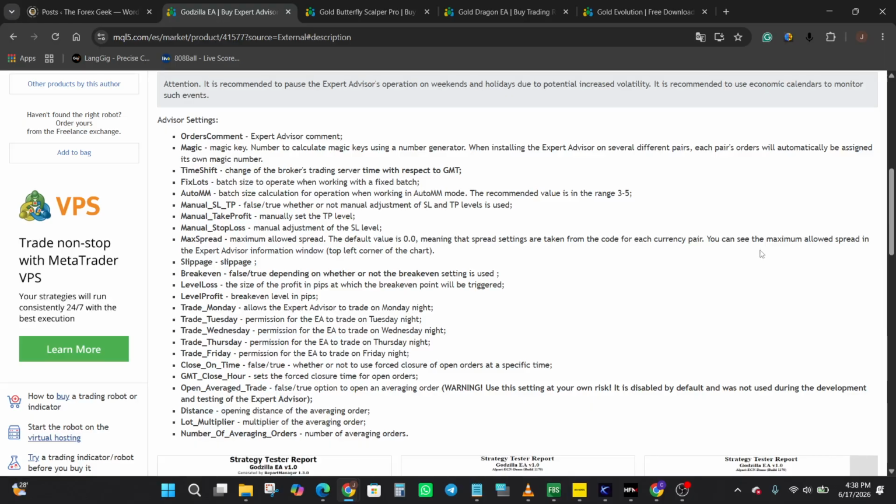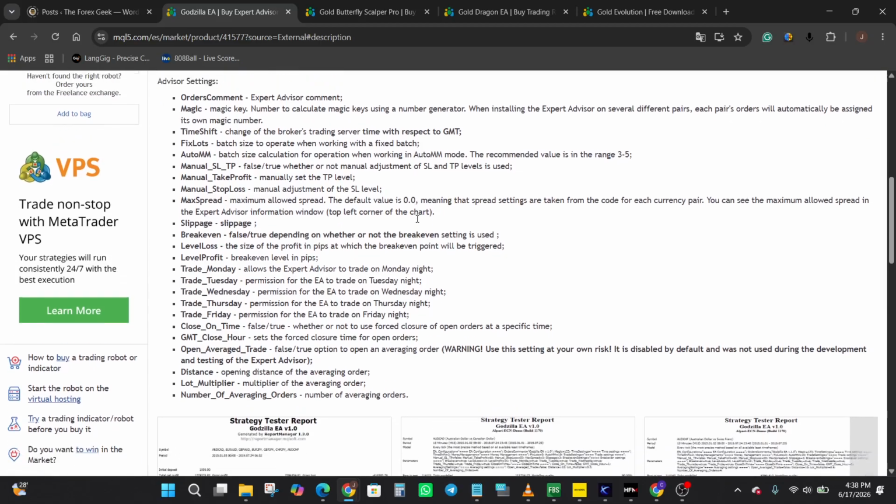Now, another feature available is time-based position management, allowing open trades to be closed automatically at a specified GMT hour. There is also an optional averaging trade function included in the settings. However, the developer clearly notes that this feature is disabled by default and was not used during the development and testing of the EA. They specifically advise using it only at your own risk.